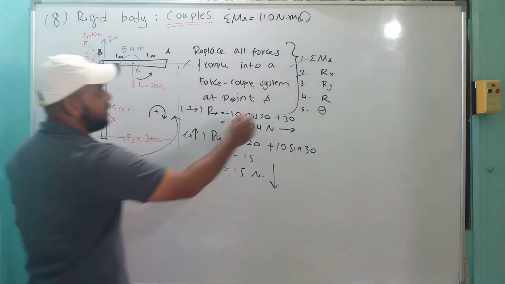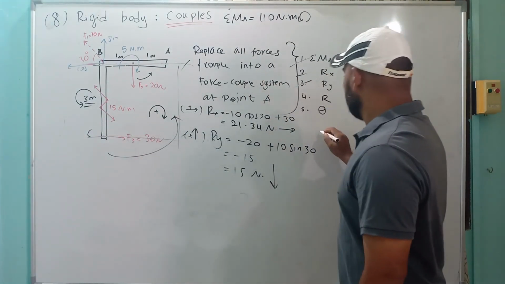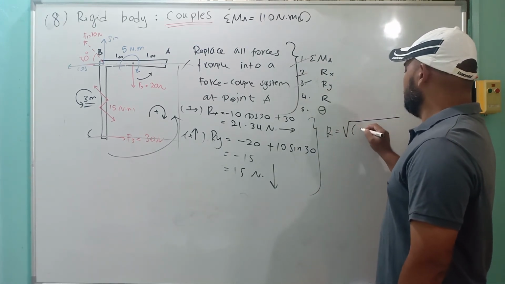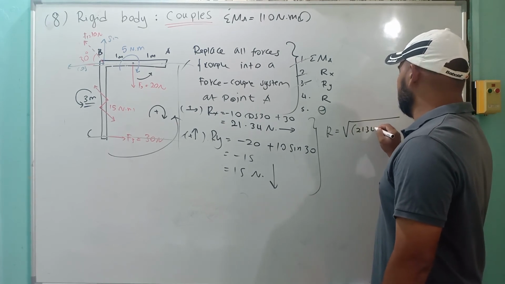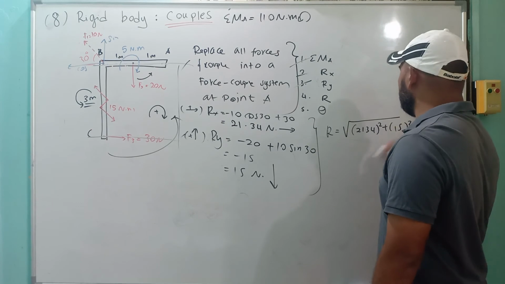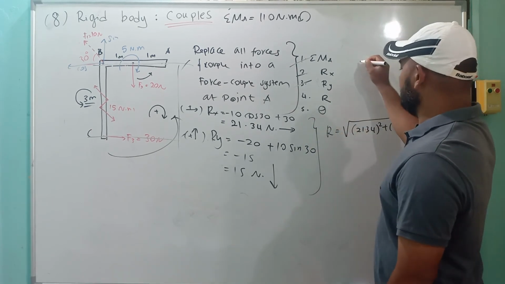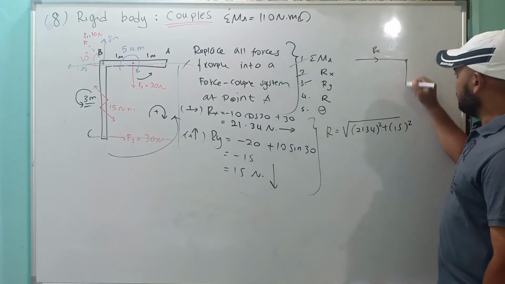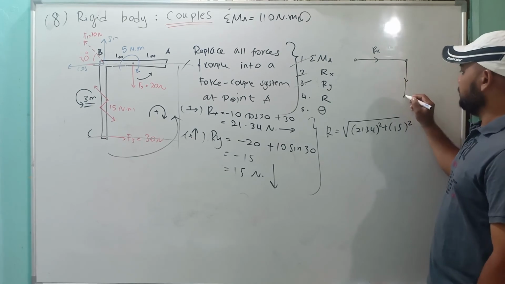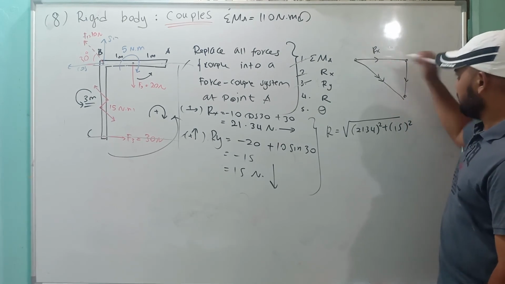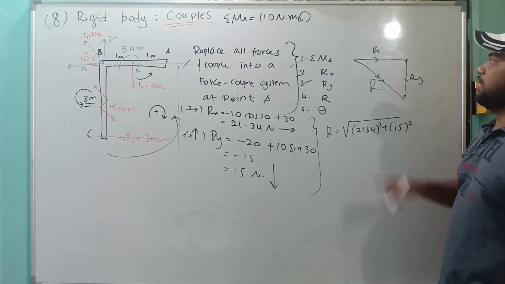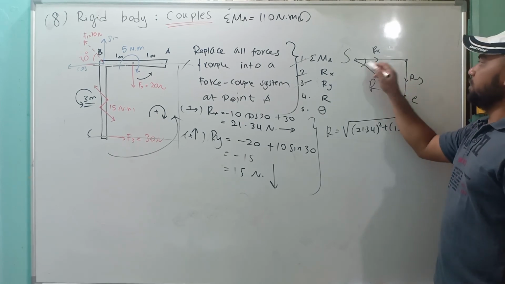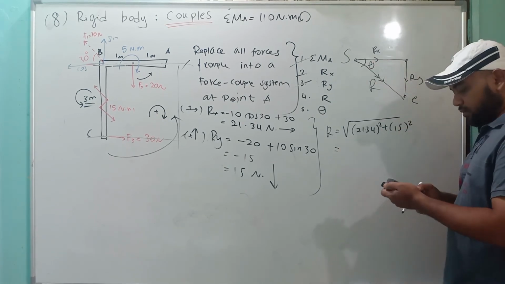Okay, so we have Rx, Ry, so you calculate the R. From here you have R equal to square root of 21.34 squared plus 15 squared, and the direction is Rx to this direction, and then Ry is downward here, so it is from start to end here, so here is your R. Okay, so Rx plus Ry, this is the start point, this is the end point, this is your R, and this is your theta.